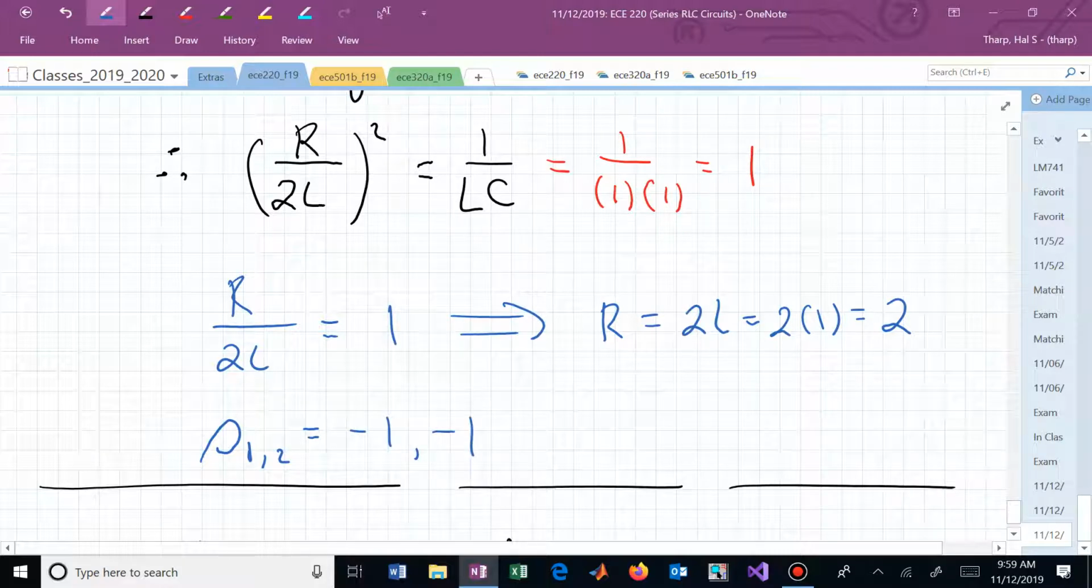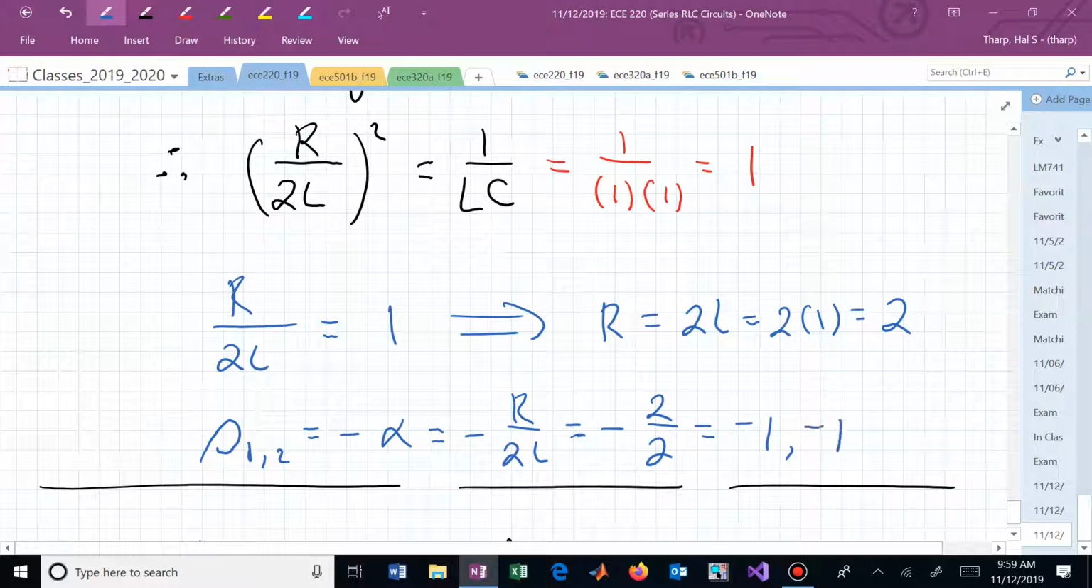being at minus alpha, which is minus R over 2L, which is minus 1. We have two of those, so however you want to write it, minus 1 for S sub 1 and minus 1 for S sub 2, but we have two of those to deal with.